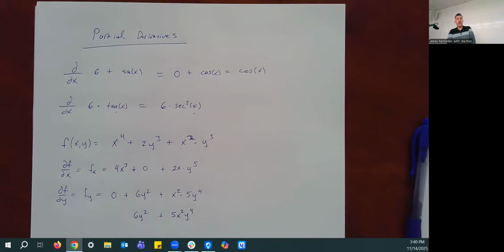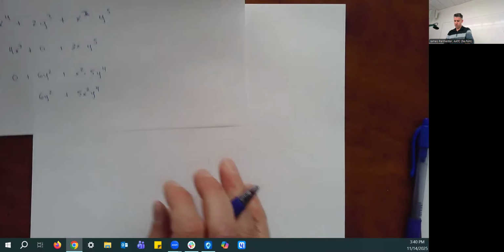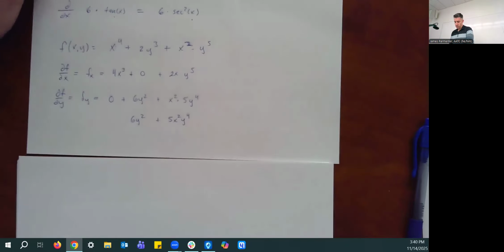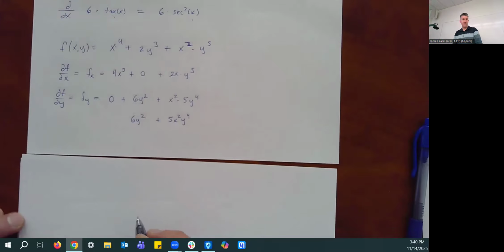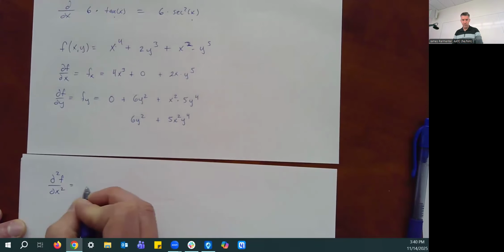Okay. There's also second partials. In fact, you can take as many partial derivatives as you want. So yeah, let's go down here. The second partial derivative of f with respect to x, you could either write as del squared f del x squared, or much more compactly as f_xx.